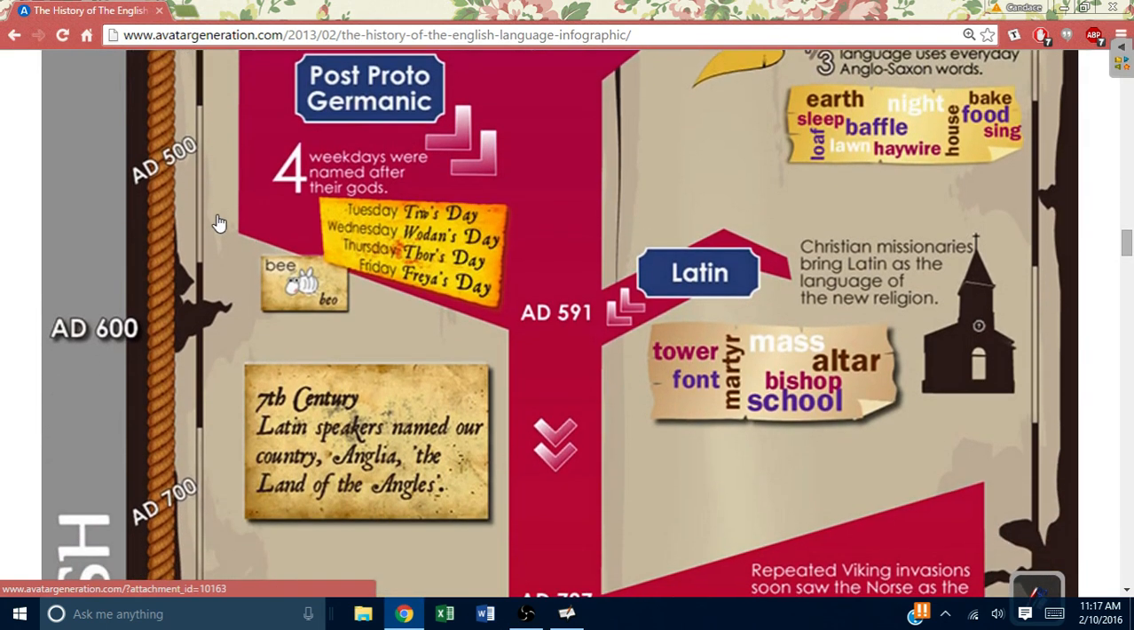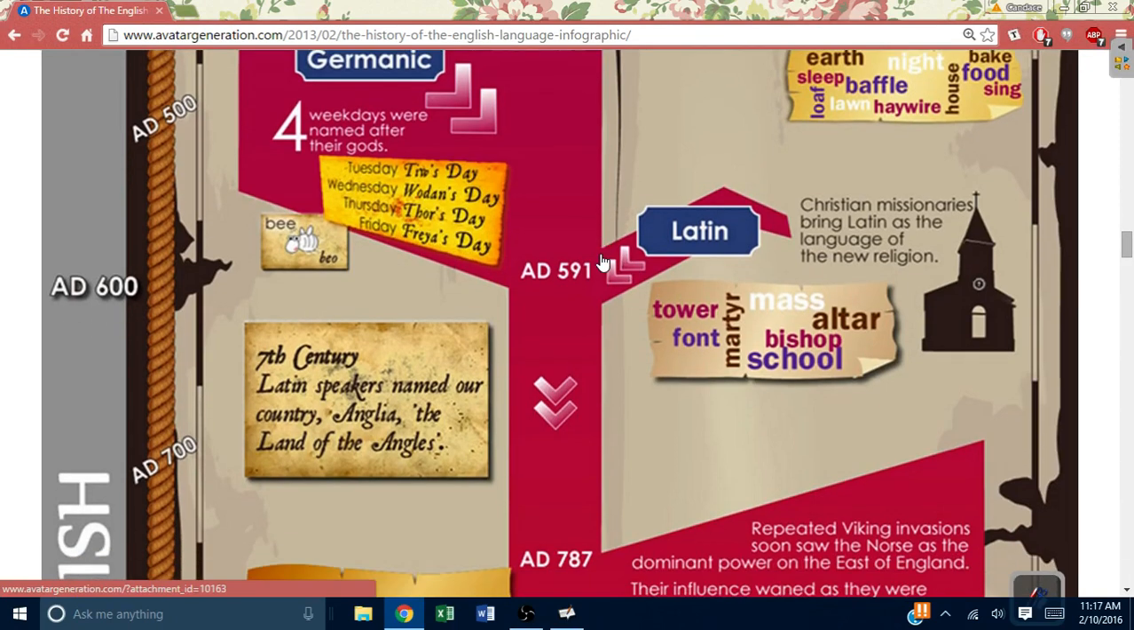And it's a very German sound, so there's a lot of throaty type of vowels. So we get Tuesday, Woden's Day, Thor's Day, and Freya's Day. You might recognize some of these if you're a fan of the Avengers. Thor, for example, is a famous Norse god, and that's where we get the word Thursday. And Freya, who is his mother, is where we get the word Friday.